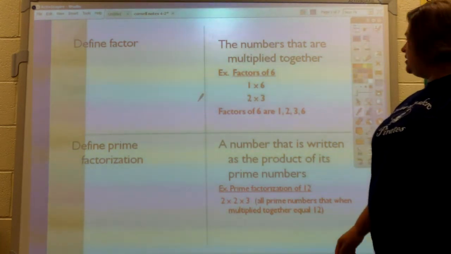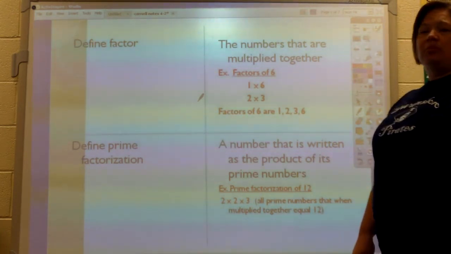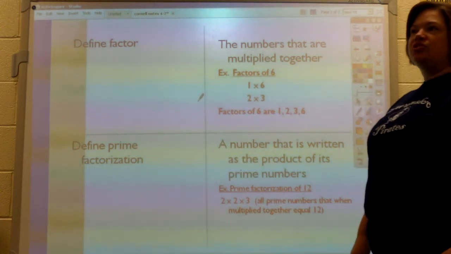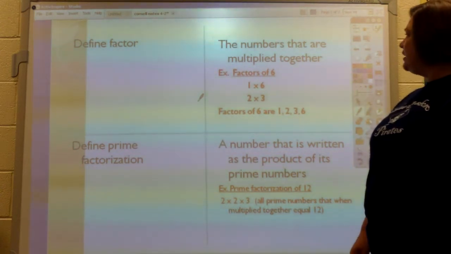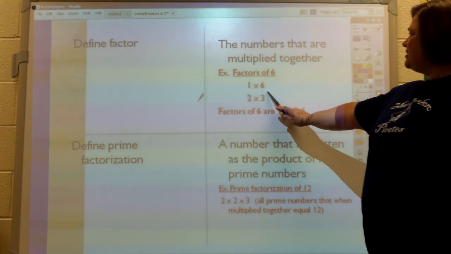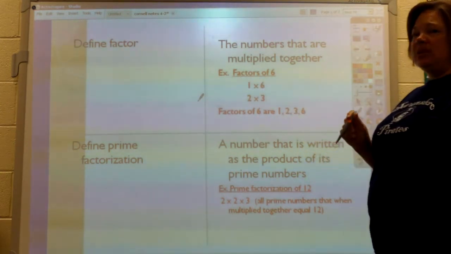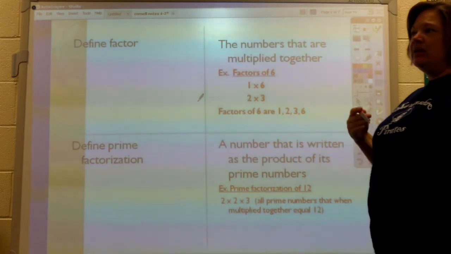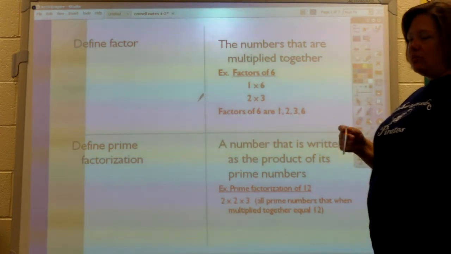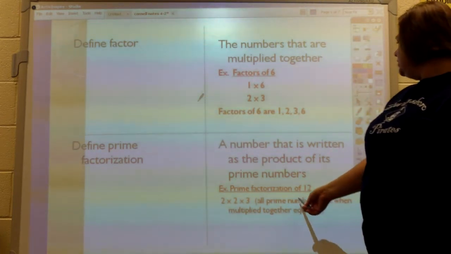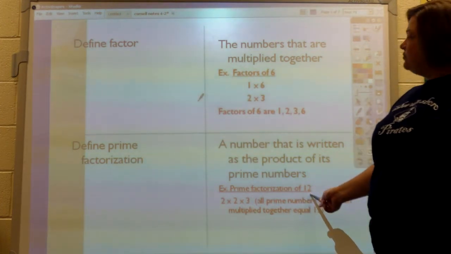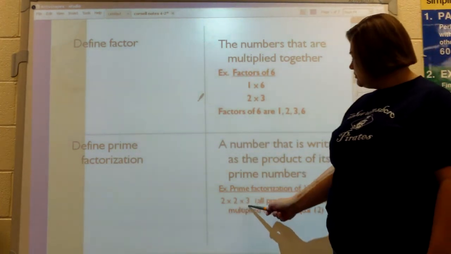Prime factorization is a multiplication problem that is written with just prime numbers. So we cannot have numbers like 6 in a prime factorization because that's composite. You can only have prime numbers in a prime factorization problem. So for example, the prime factorization of 12 would be 2 times 2 times 3.